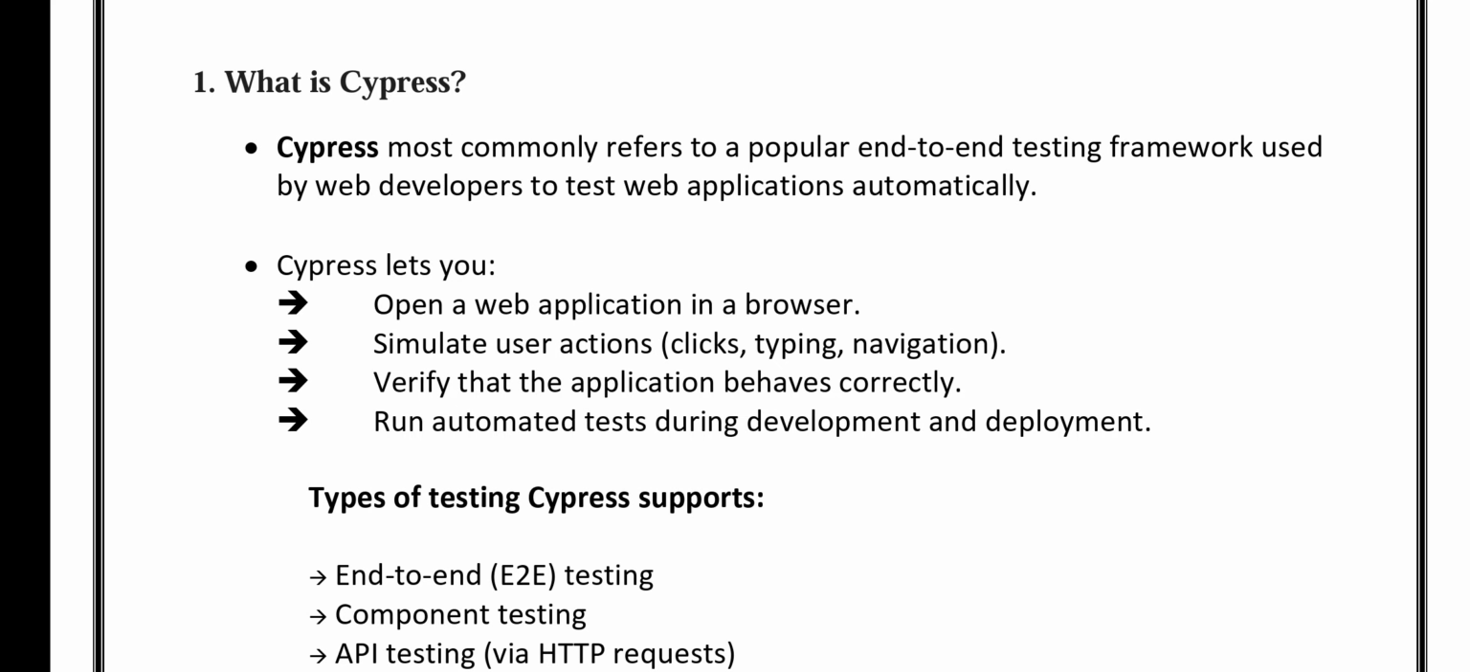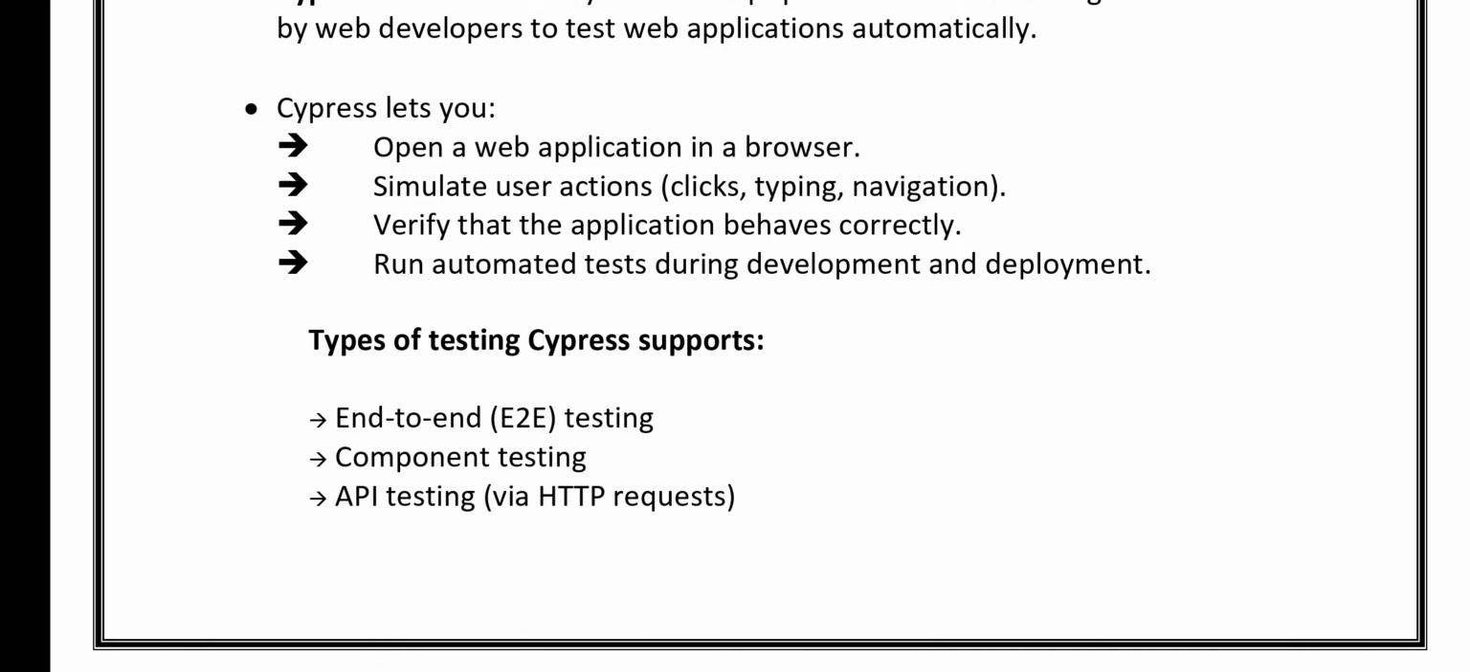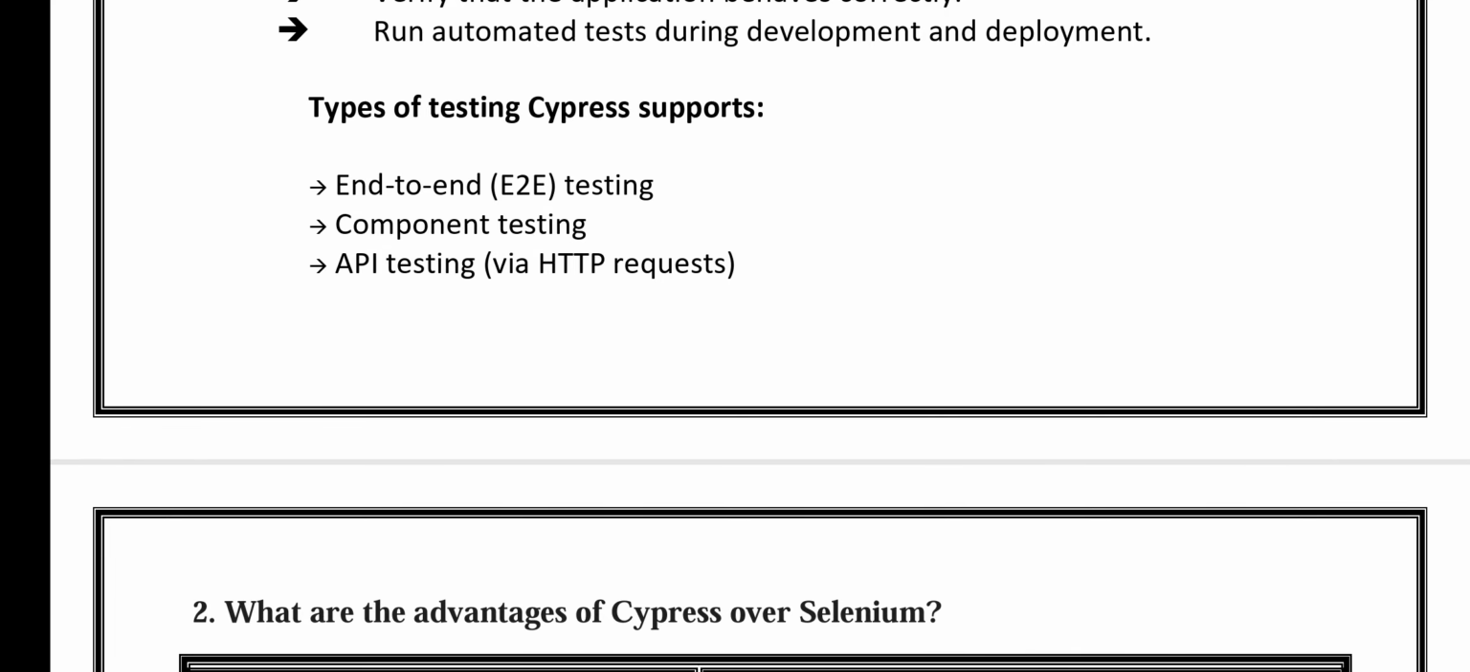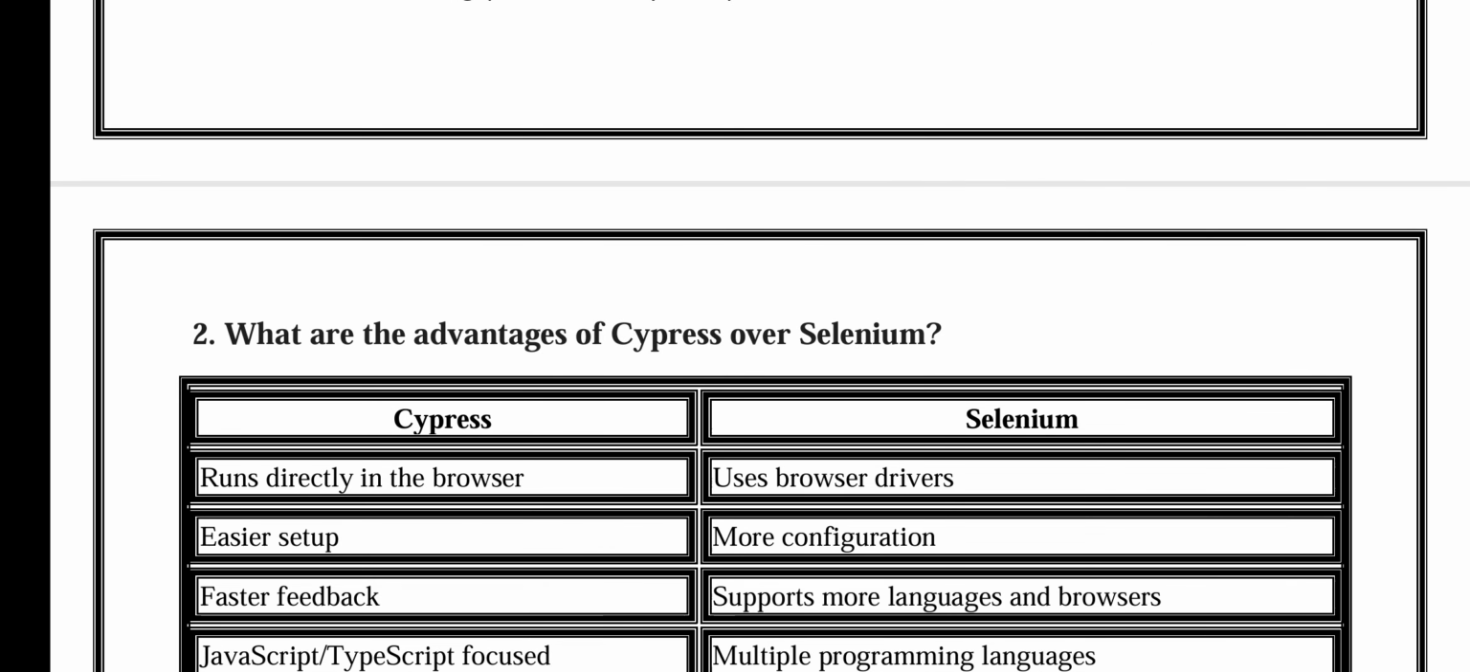Cypress most commonly refers to a popular end-to-end testing framework used by web developers to test web applications automatically. Cypress lets you open a web application in the browser, simulate user actions like clicking, typing, and navigating to pages, and verify that the application behaves correctly. It helps us in running automated tests during development and deployment. The types of testing Cypress supports are end-to-end testing, component testing, and API testing via HTTP requests.